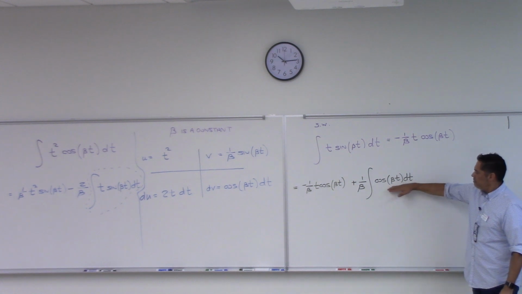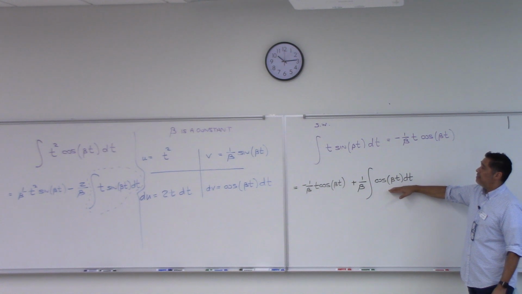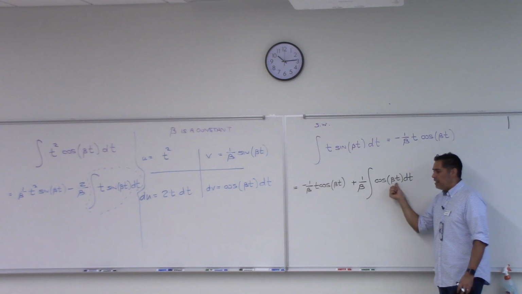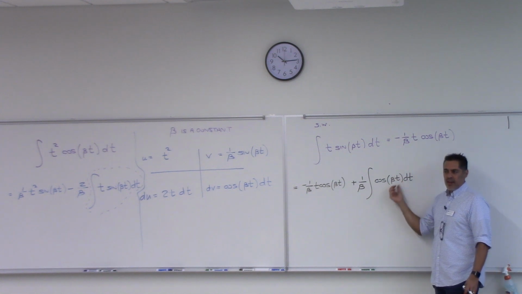And this integral, we should be able to handle now. The antiderivative of cosine beta t is going to be 1 over beta sine beta t. That's again using that whole idea that this is a linear expression in here, so we have to scale by 1 over beta.